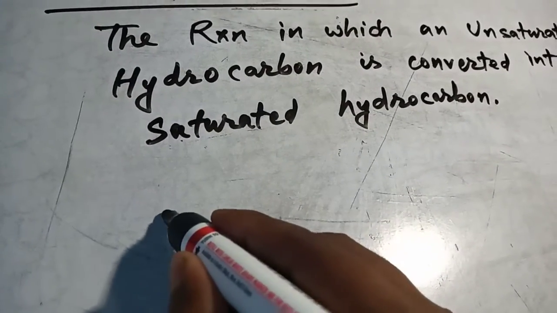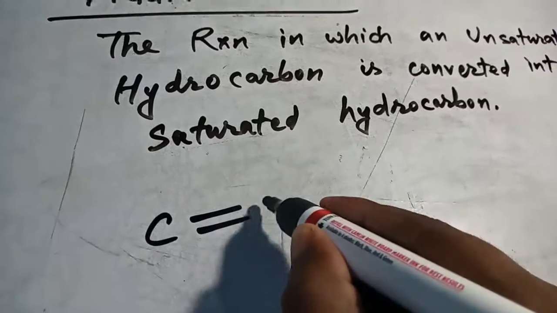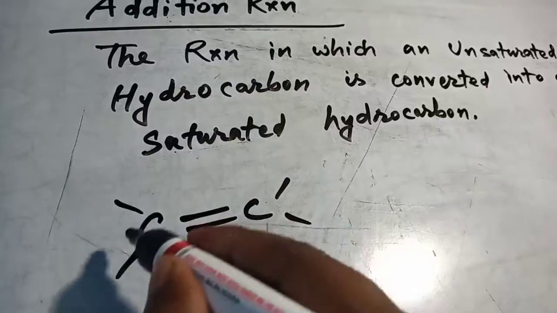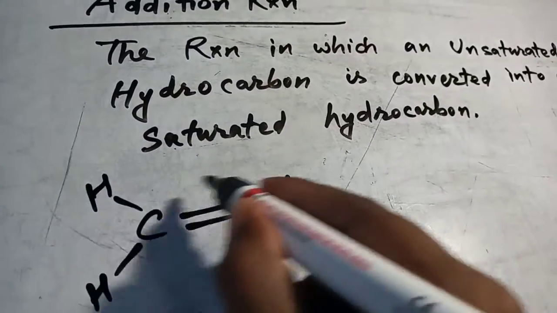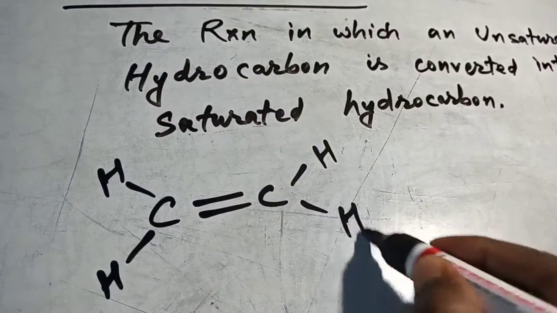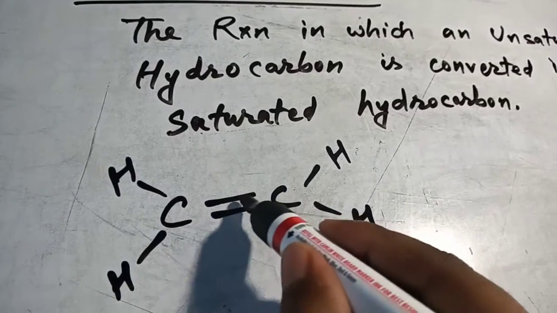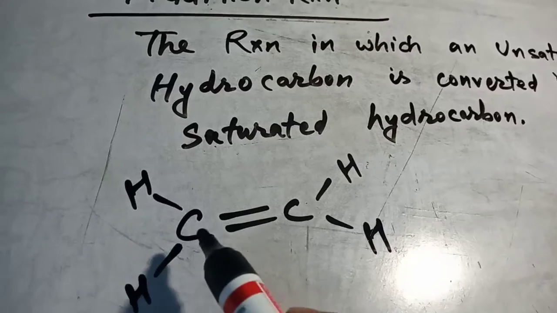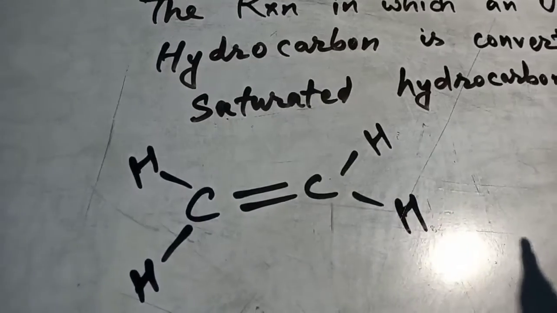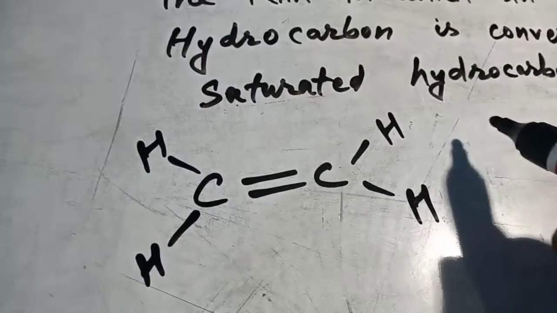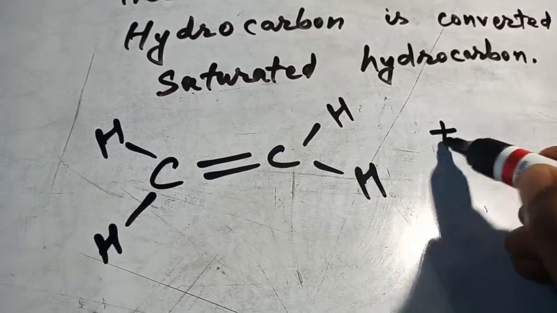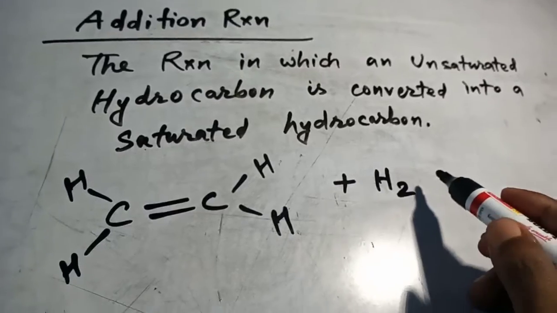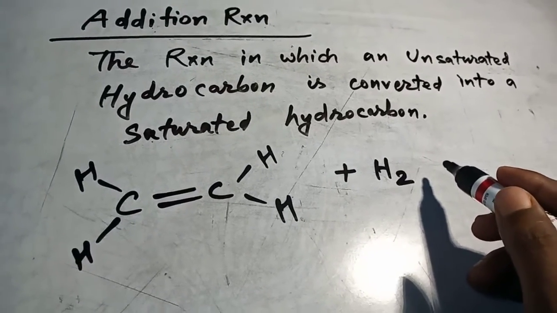So if you see this ethene, a hydrocarbon compound, an unsaturated hydrocarbon compound in which a double bond is present between these two carbon atoms. So in this, hydrogen is added. So the reaction is known as addition reaction.